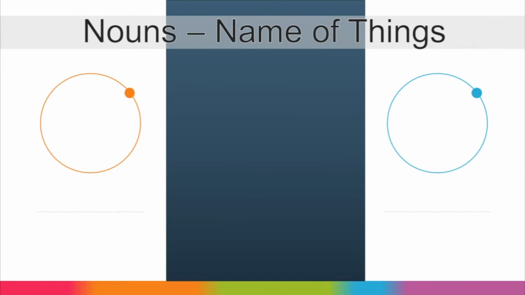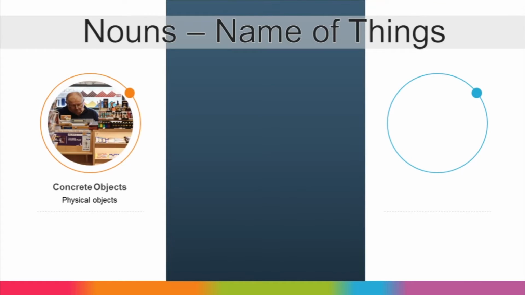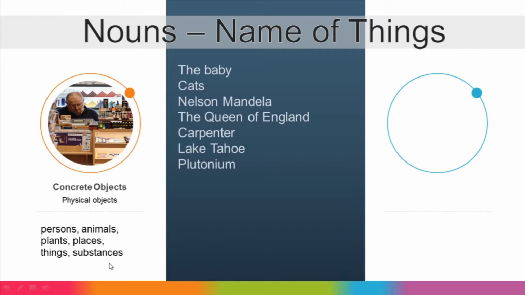Now let us understand first what nouns are. Nouns are usually names of things. These are names for concrete objects or physical objects. Examples are names of persons, animals, plants, places, things, and substances or elements. Examples are those written here.